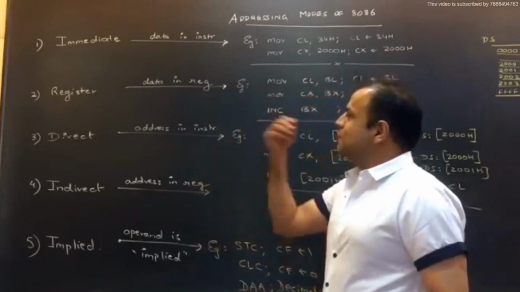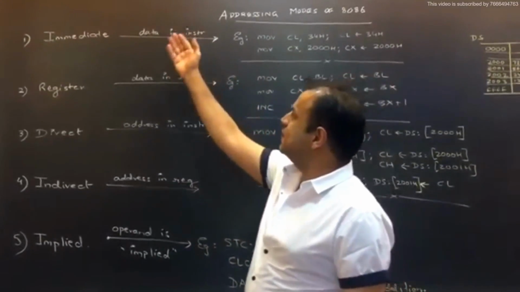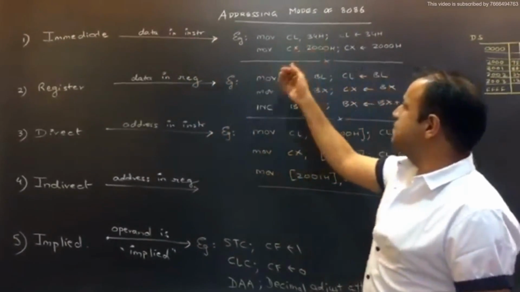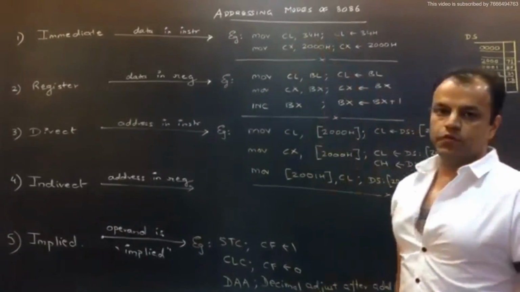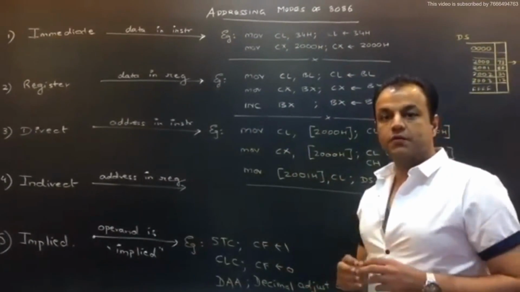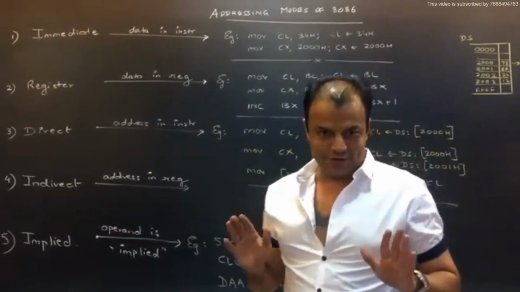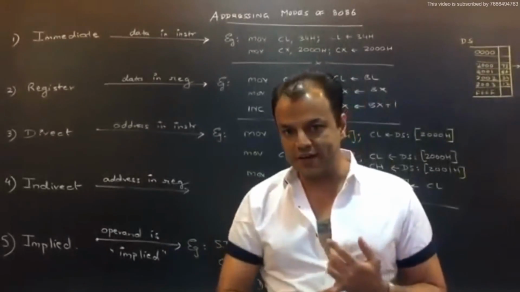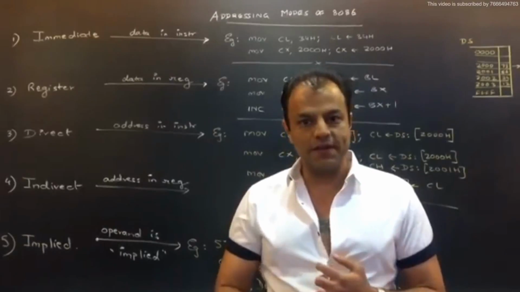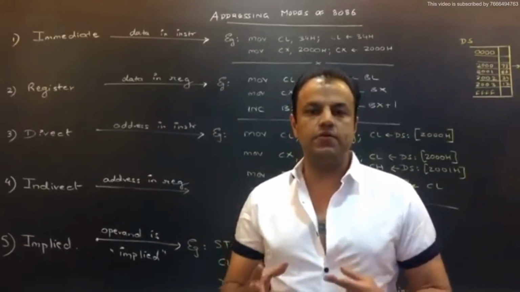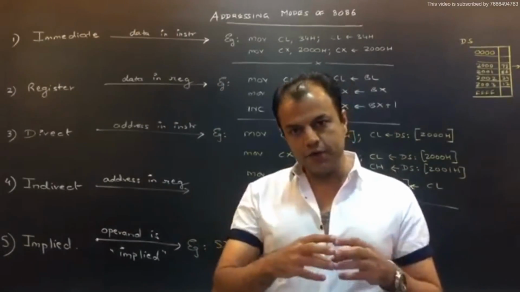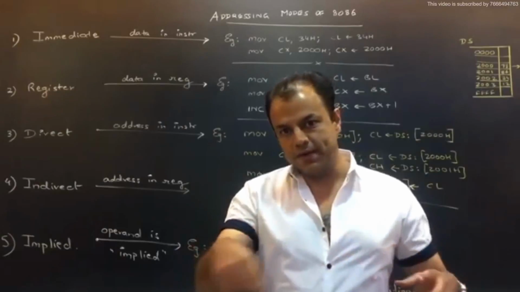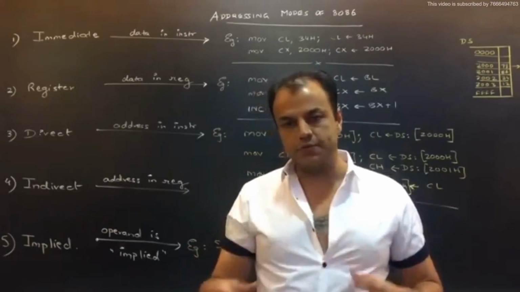Now let's see. First one, immediate addressing mode. As I said, data is given in the instruction. Example, MOV CL, 34. Now, before I explain this, to understand this answer, you need to know 8086 architecture. You need to know what segmentation is, and you basically need to know what registers are. I have videos for all of them. They are there in my playlist. The playlist that you are in right now has videos for all of them.